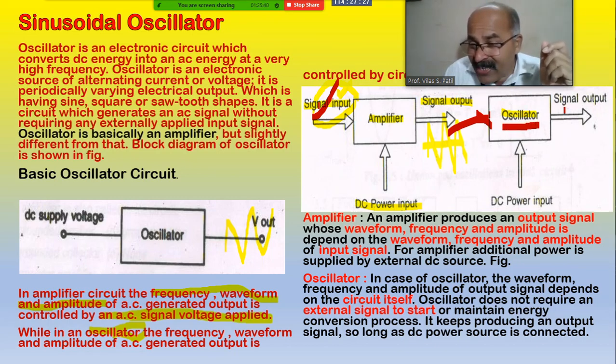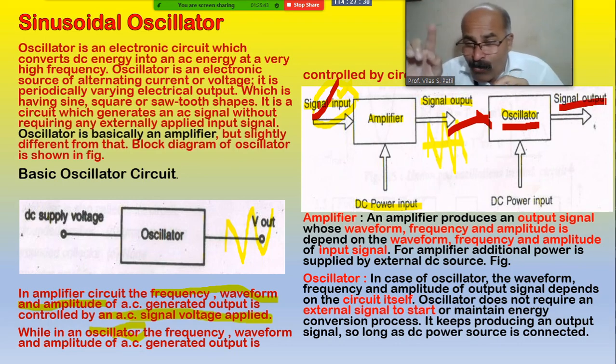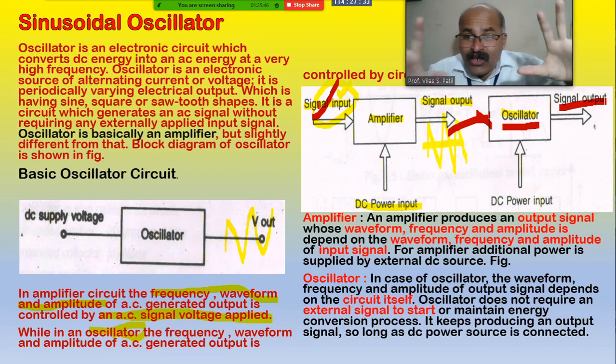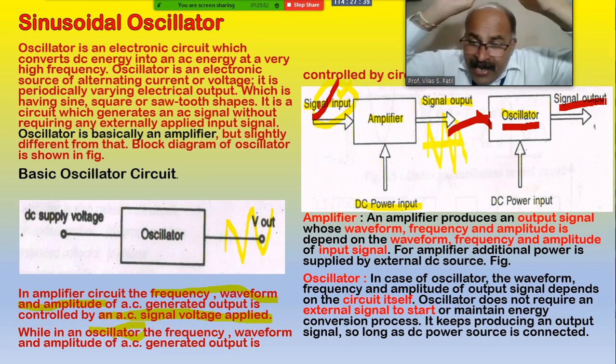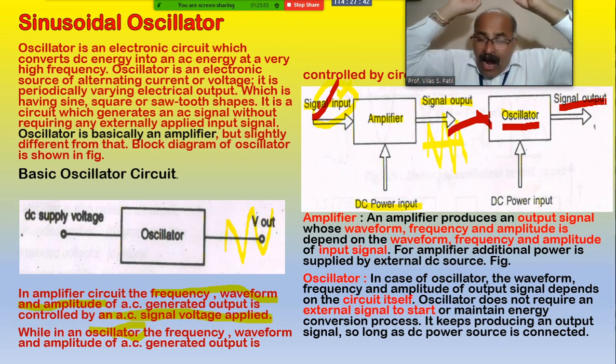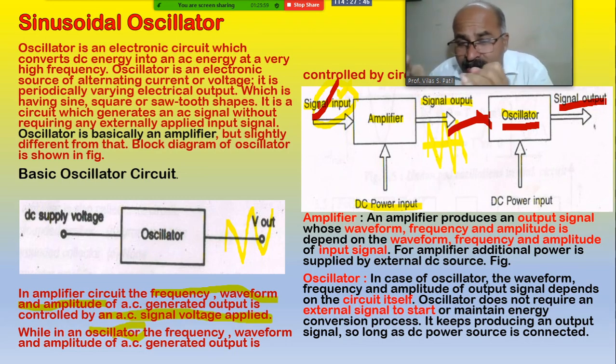का सांगा? In oscillator, the output AC voltage generated, that is the frequency, then magnitude, then waveform of the output signal generated in case of oscillator is only dependent on circuitry. कारण इथं इनपुट सिग्नल आपण देतच नाहीये. त्यामुळे in oscillator, the output signal generated whose waveform, whose frequency and whose amplitude is only dependent on its circuitry itself.